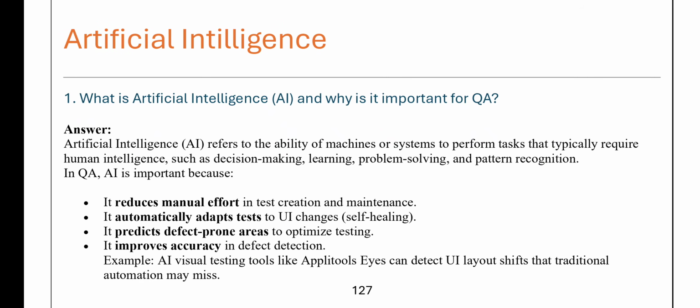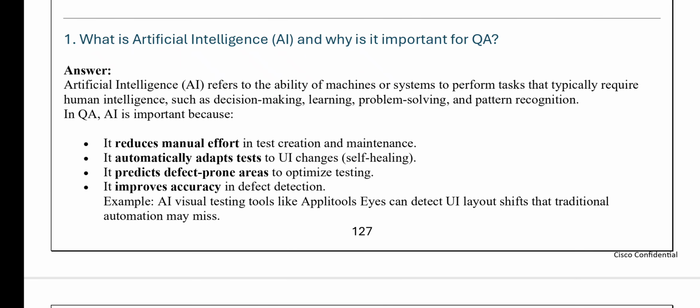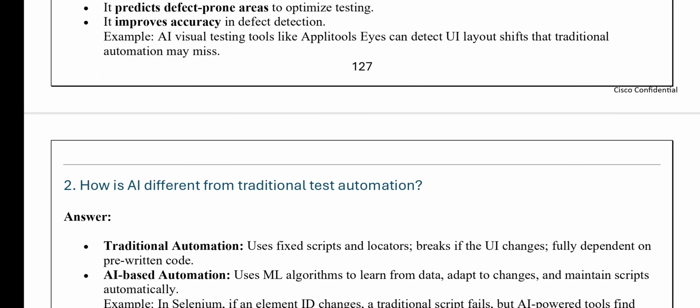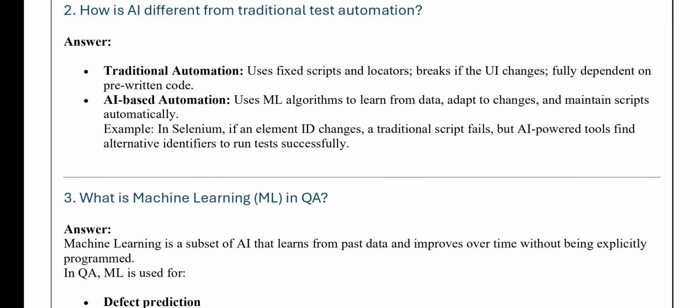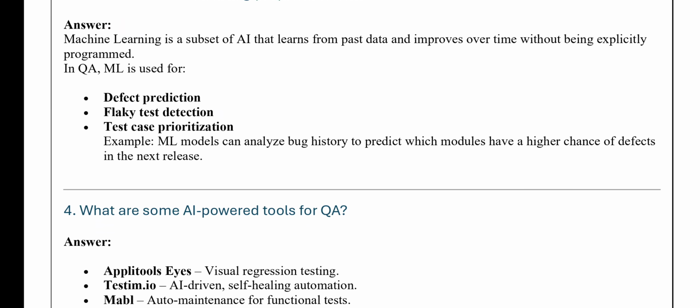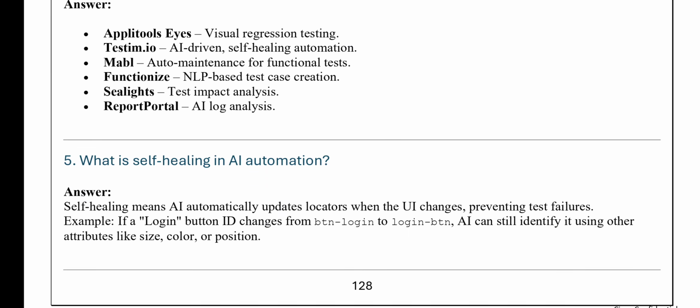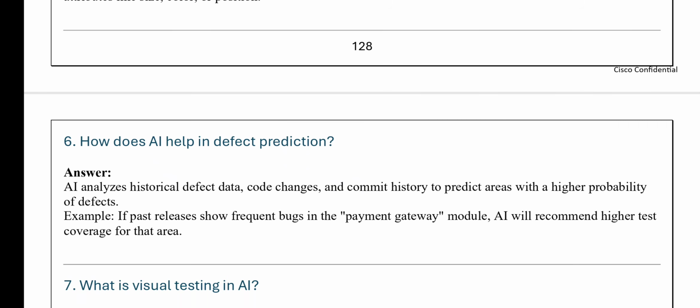Okay, and in the next section we have discussed artificial intelligence. What is AI? How does AI help in traditional automation? What is machine learning? What are some AI powered tools? What is self-healing in AI automation?